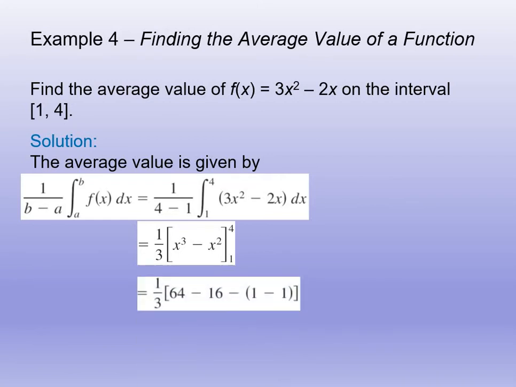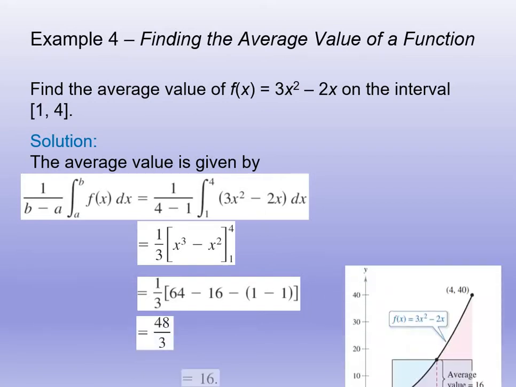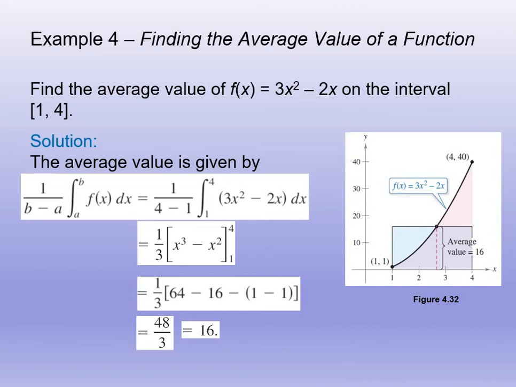So we're going to get 1/3 times 4 cubed, which is 64, minus 4 squared, which is 16. Okay, then there's minus, we have to do 1 cubed minus 1 squared. So that gives us 1 minus 1, and that piece goes to 0. Okay, so then we are left with 48 over 3, and 48 over 3 reduces down to 16.